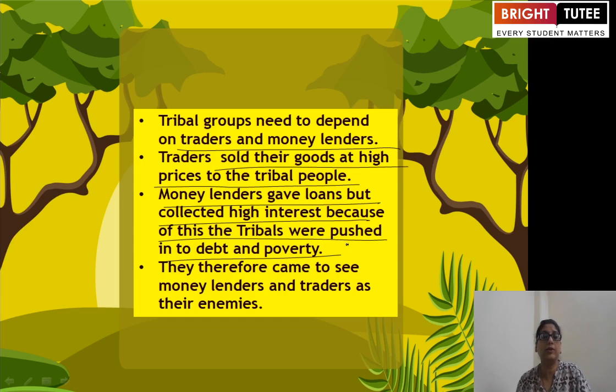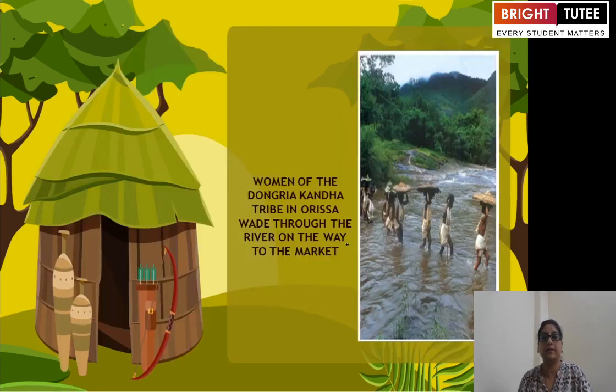They were so poor they were not in a condition to pay the revenues. At that time, traders and money lenders used to take undue advantage of this group because they were very poor and anyhow they had to pay the taxes, so they had to borrow money from the traders and money lenders. So they used to take undue advantage of them. Therefore, tribals came to see money lenders and traders as their enemies.